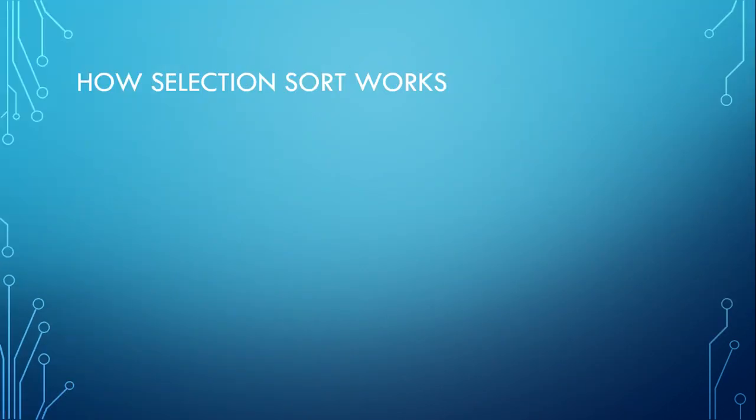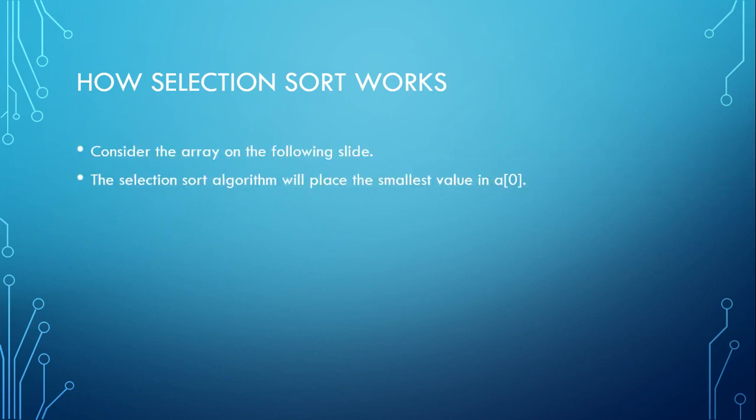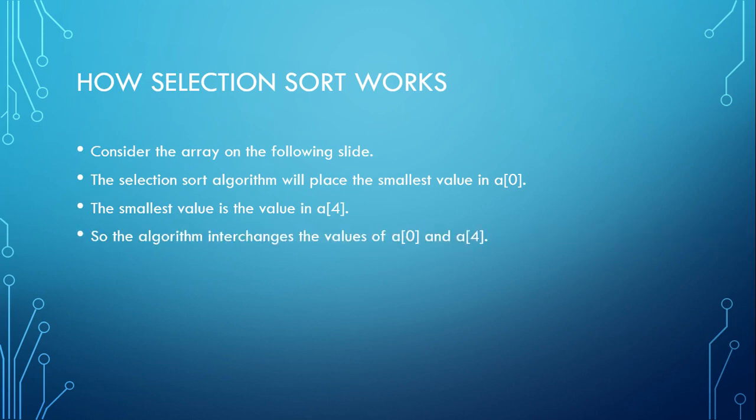So let's talk about how the selection sort works, because it's slightly different from a bubble sort, but similar. Consider the array on the following slide, which I'll look at in a second. The selection sort algorithm will place the smallest value into A[0]. That makes sense so far. The smallest value is in A[4], so the algorithm will then interchange the values of A[0] and A[4].